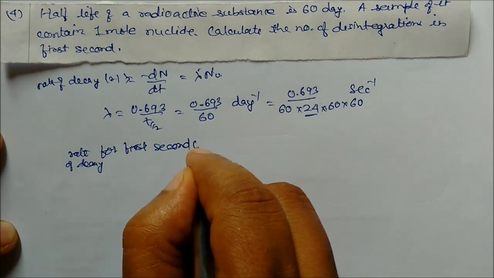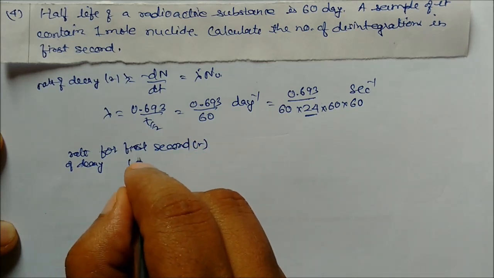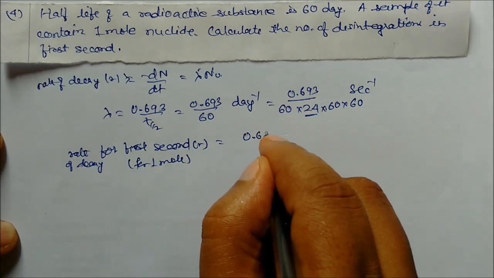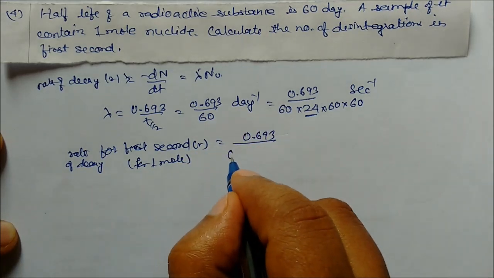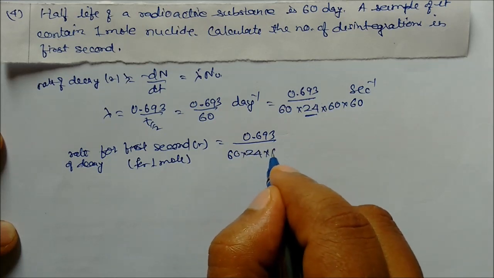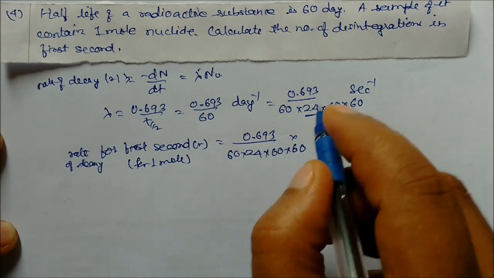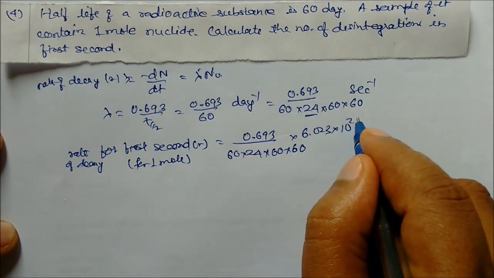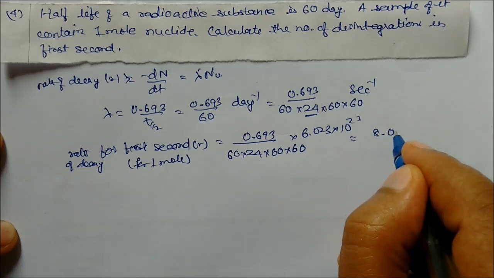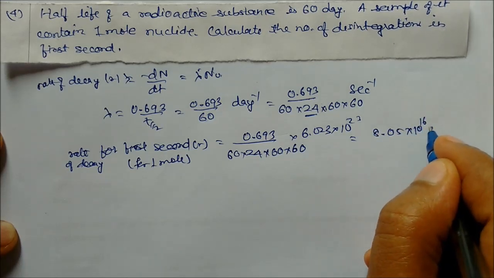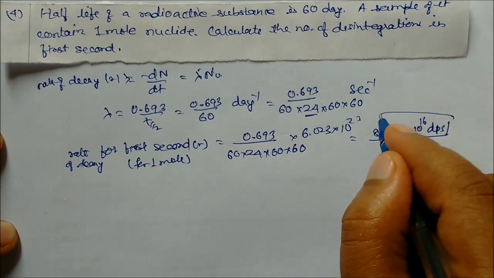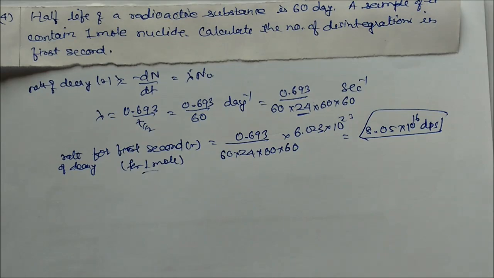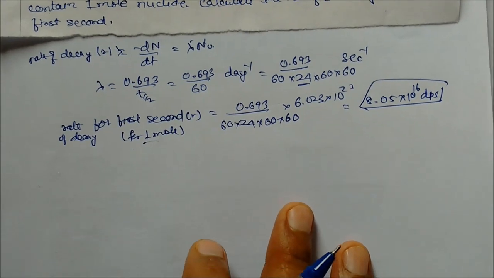will be R equal to, for 1 mole of nuclide, 0.693 divided by 60 into 24 into 60 into 60, and the value of 1 mole is 6.023 into 10 to the power 23. So if you solve it, it will be 8.05 into 10 to the power 16 disintegrations per second. So this is the first. We have to solve for 1 mole, so keep in mind, we have to take the value of 1 mole.